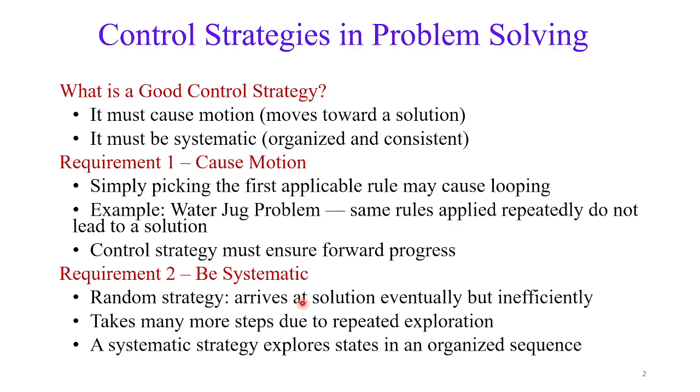But a systematic strategy explores the state space in a predictable, non-redundant order. Very important. This is more efficient and it gives you completeness. Suppose a solution exists, a systematic strategy will surely find it. To summarize, a good control strategy must cause motion and it must be systematic. These are the two requirements we are going to discuss today.